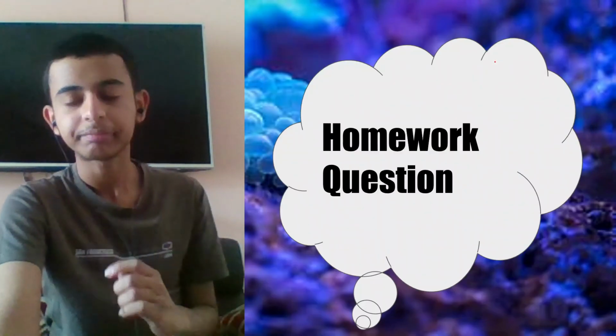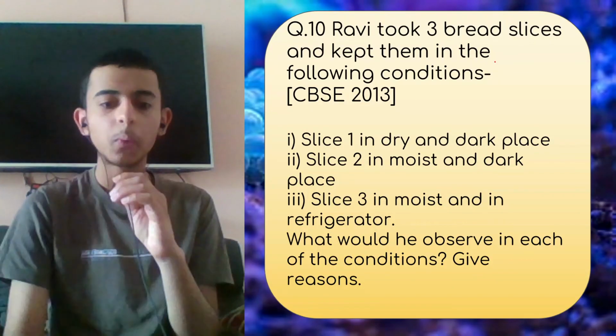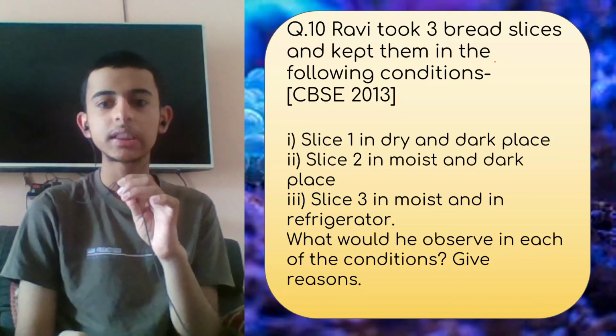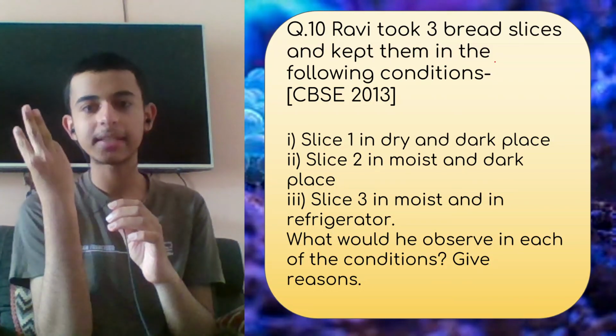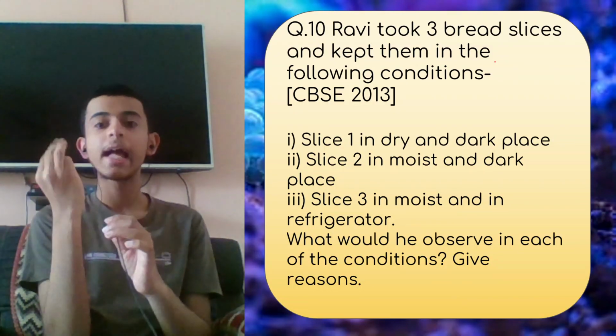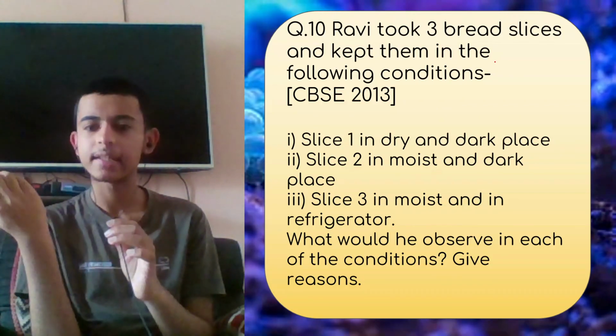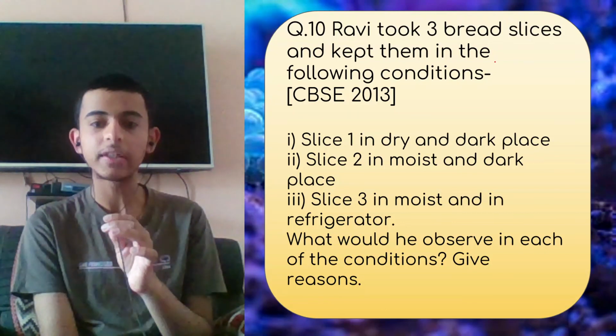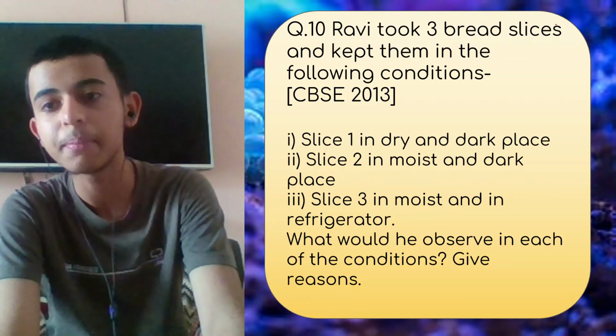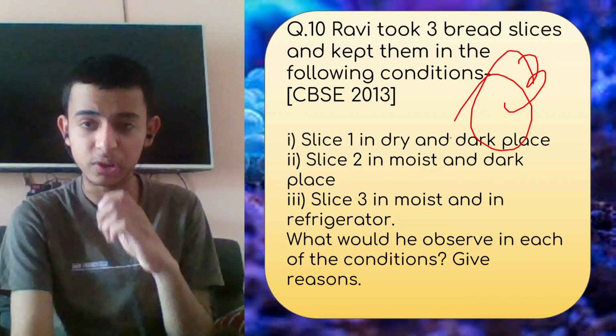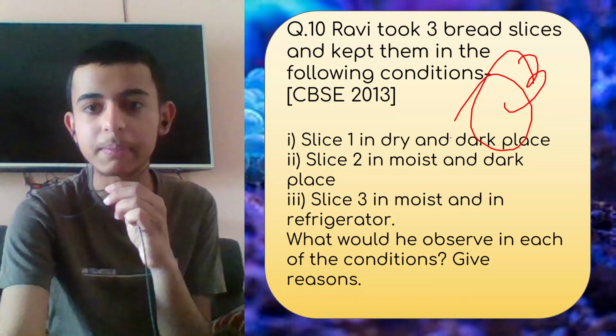Now a homework question is there, which was asked in CBSE 2013. You can read it. Ravi took 3 bread slices and kept them in the following conditions. Slice one in a dry and dark place, then a moist and dark place, and moist in the refrigerator. What would you observe in each of the conditions? Give reasons. It's a 3-marker question, perfect for case-based also, and a very good question. So please let me know.